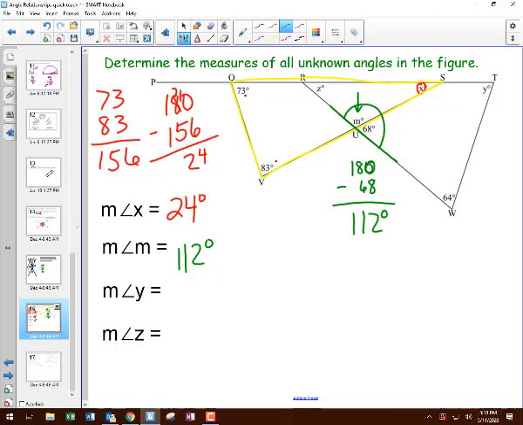Now we need to locate angle y. Angle y sits in a triangle right here.